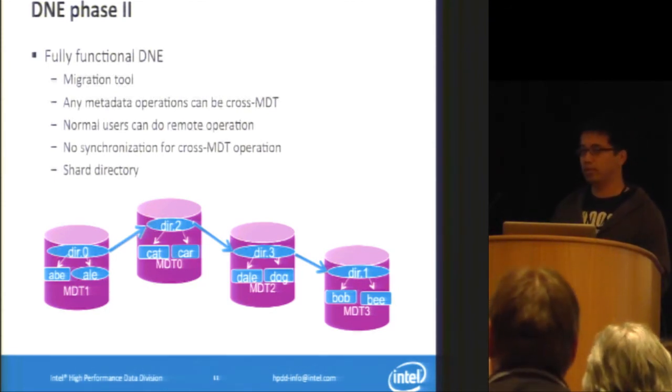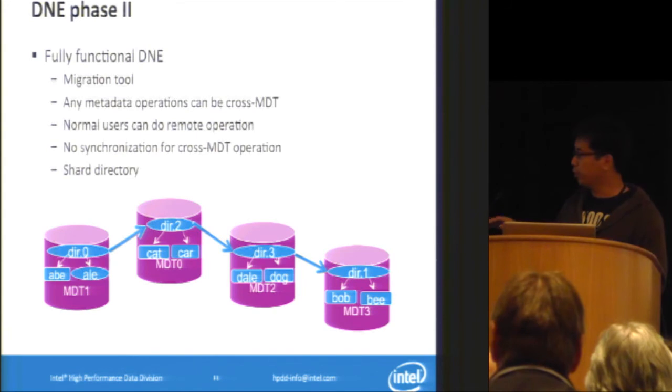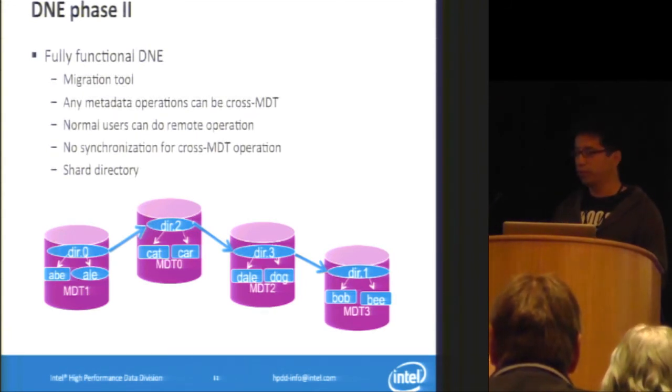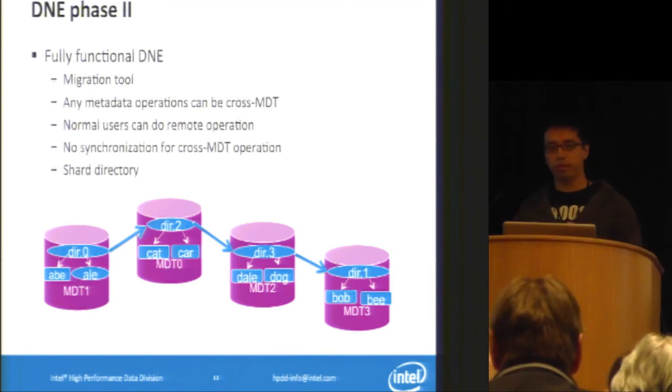Finally, there are striped directories, also called shard directories. So a single directory can be striped over multiple MDTs. By this, you can improve a single large directory's performance.